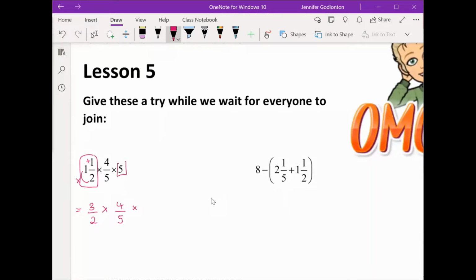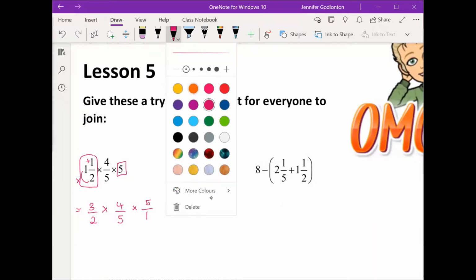How can I write this 5 as a fraction? What can I put over it, like at the bottom? You would say 5/1. Excellent. Okay, beautiful. Okay, Yolanda, I think I saw that you had unmuted yourself. Can you tell me what I can do in my next step here?